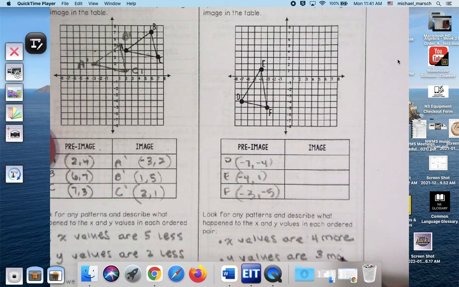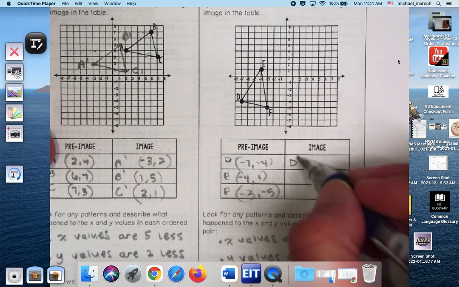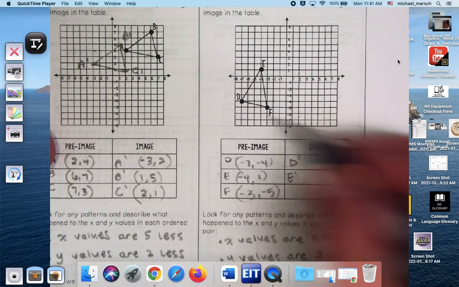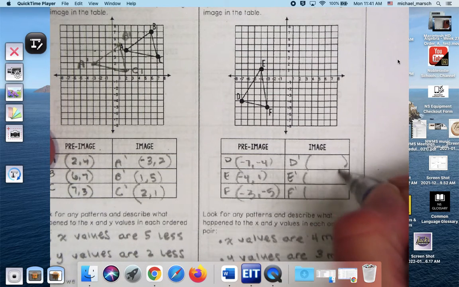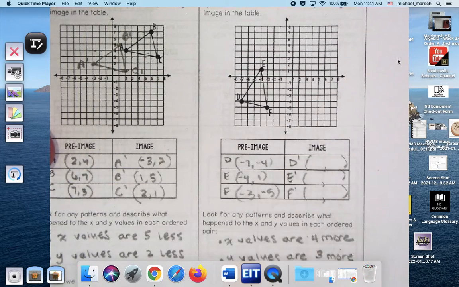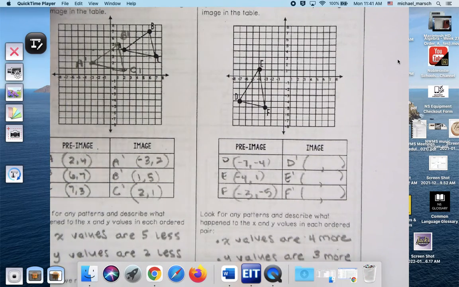They are 3 more. So we don't even have to draw it and do any counting. We can just use our rules to come up with our new x and y values and then plot them. So what would the x value be for D prime if the rule is to add 4?